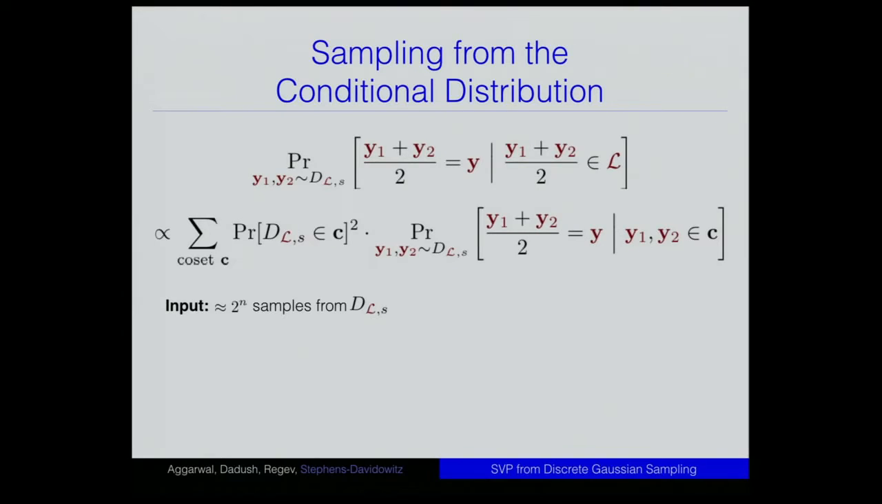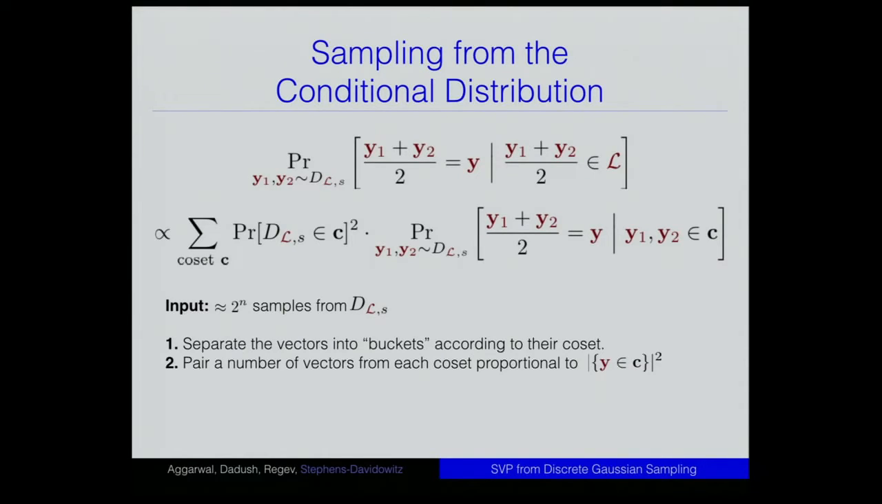Our input will be roughly 2 to the n samples from D_L,s, think asymptotically a bit larger than 2 to the n. We're then going to separate the vectors into buckets according to their coset. So we expect, as long as the cosets have roughly even weight, to have some vectors in each bucket. And then we're simply going to pair a number of vectors from each coset proportional to the size of the coset squared, the number of vectors that we got in the coset squared. So this squared corresponds to that squared. And then we're going to output the averages of the pairs.